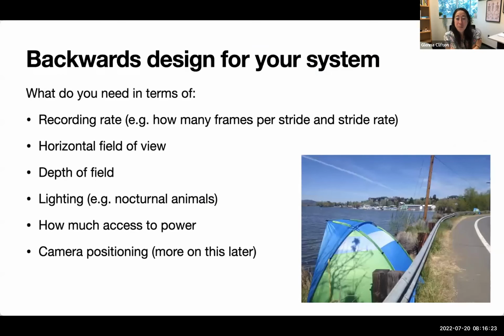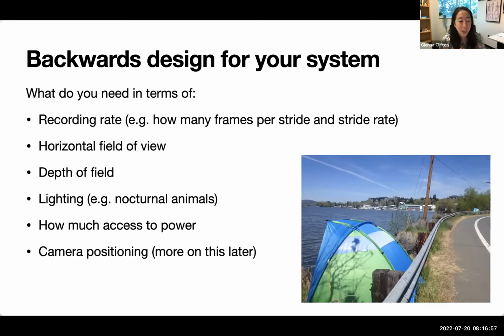Okay, so some backwards design is always a good place to start if you're thinking about doing a recording session out in a natural environment. Some things you may want to think about is, first of all, what recording rate do you need? A lot of times I go from what the frames per stride is. So if I know an animal is performing a certain behavior, or per cycle, shall I say, if it's not walking, how many cycles is it doing per second? And then how many frames do I really need per cycle? I usually aim for around 20.